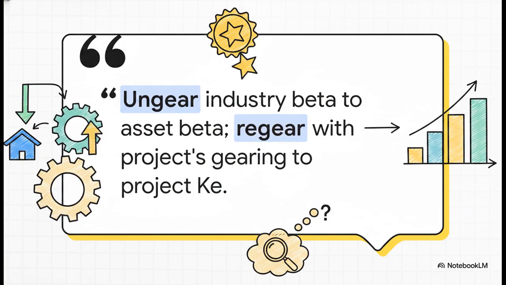Seriously, memorize this sequence. Ungear industry beta to find the asset beta, then re-gear with a project's gearing to find the project's cost of equity. This ungear to re-gear maneuver is absolutely the examiner's favorite trap. They will test it over and over again. If you can calmly and confidently execute this flow while other students panic, you're going to rack up critical method marks and completely separate yourself from the pack.